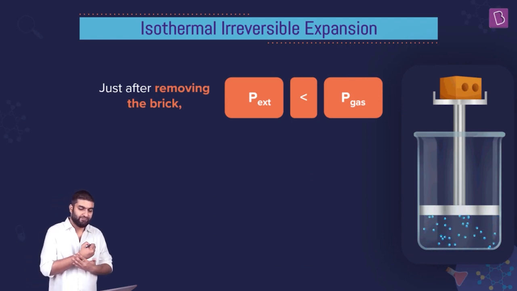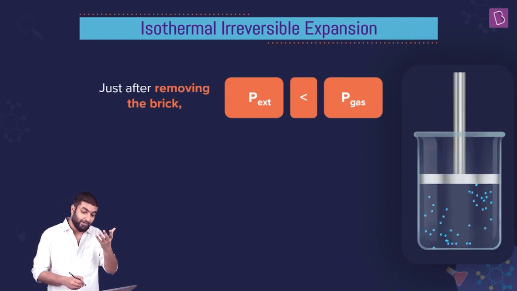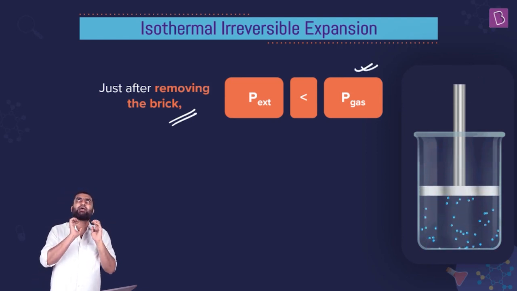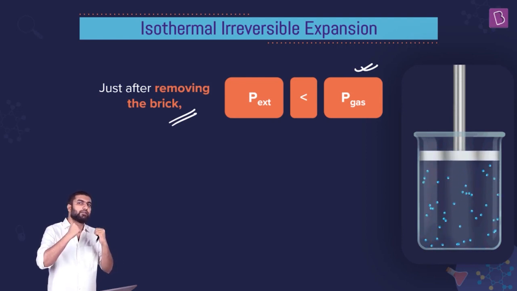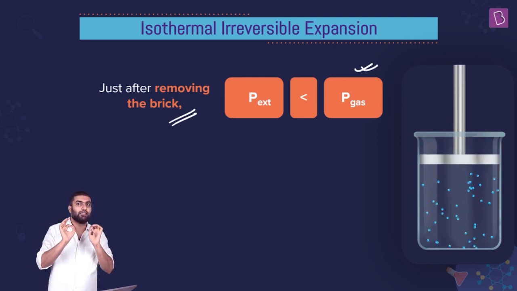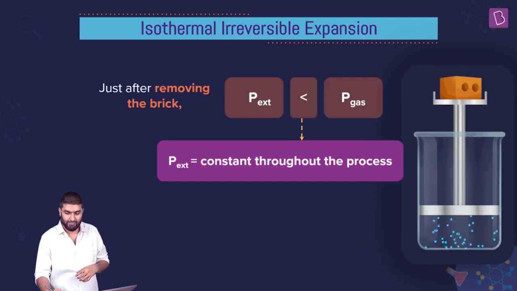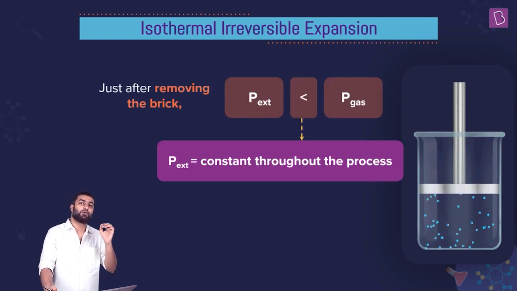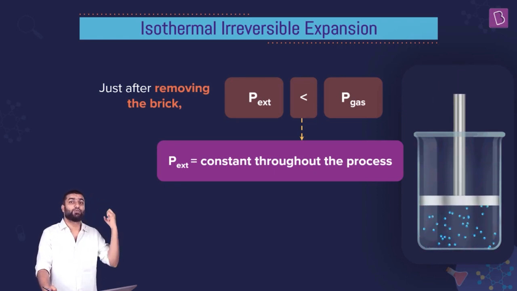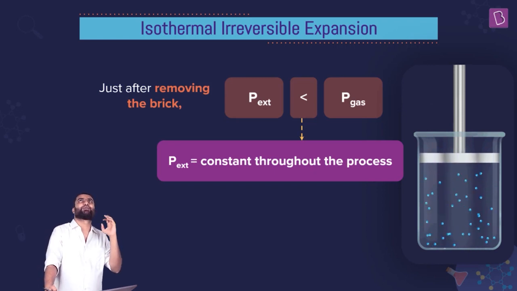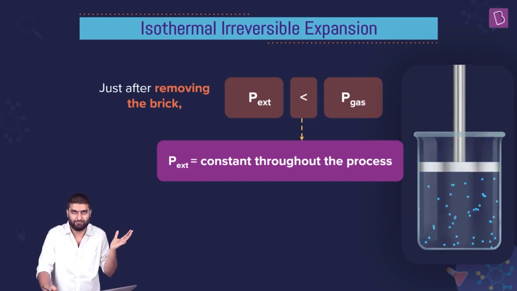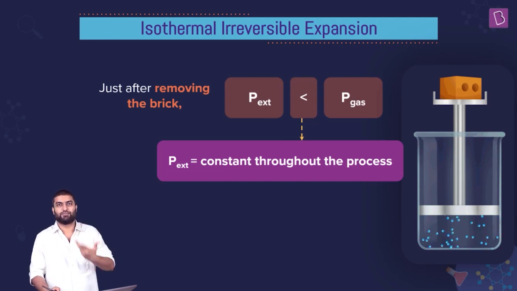Okay, let's move forward. Just after removing the brick, the P gas is much more, because the P gas was so strong that it was countering the atmosphere and the brick. So as soon as you remove the brick, the P gas is like, dude, I'm way stronger than you, I'll push you outside. And the piston moves up, there is expansion.